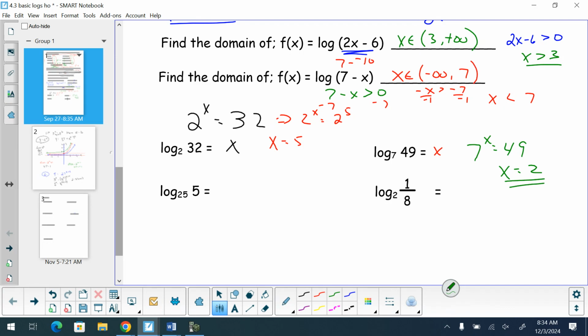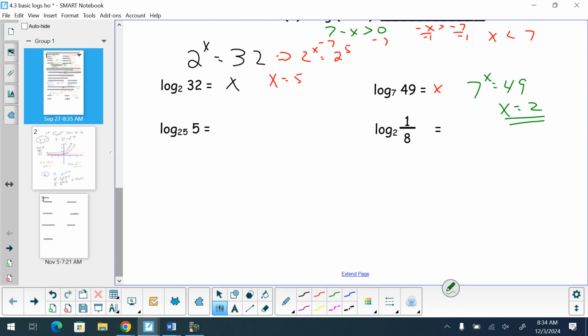This you feel comfortable with. This you feel squirmish with. Change it into an exponential form. Okay? Log base 25 of 5 equal to x. Write it exponentially. Leah, what would this be exponentially? Is equal to what?